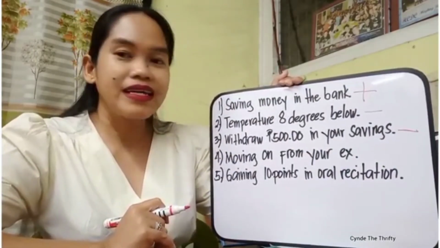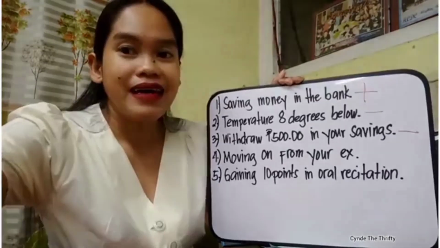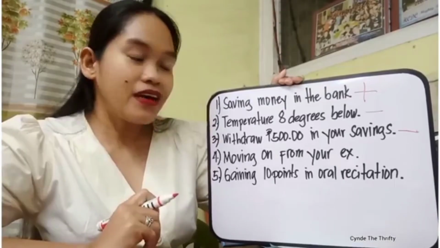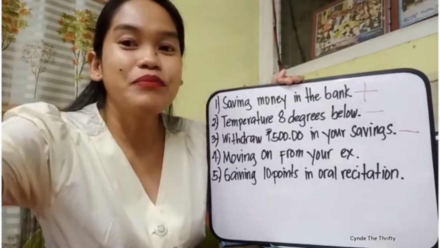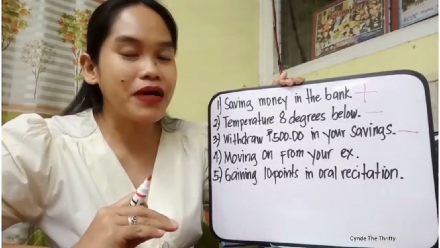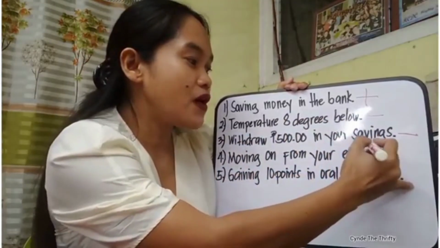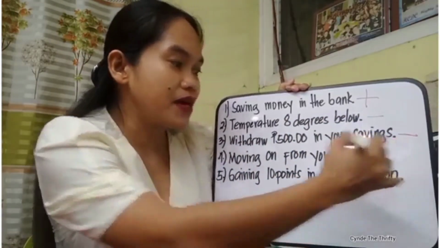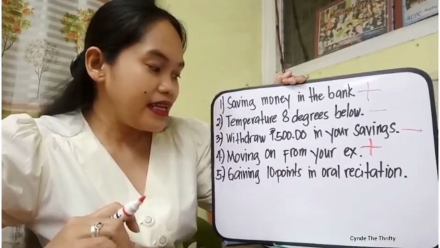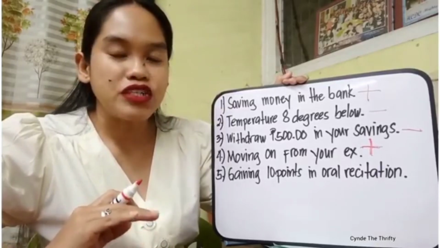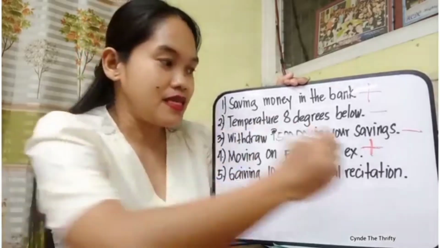And then number 4, ito yung pinakamagandang real life example na nagagamitan natin ng integers. Moving on from your ex. Ayan. So, naka-move on na ba lahat sa kanilang mga ex? Moving on from your ex. Ibig sabihin, positive or negative? Of course, positive yan, kasi you are moving on. Naka-move on ka na sa kanya, di ba? So, that is positive. And then lastly, gaining 10 points in oral recitation. So, nag-gain ka ng 10 points. Ibig sabihin, positive or negative? Positive.